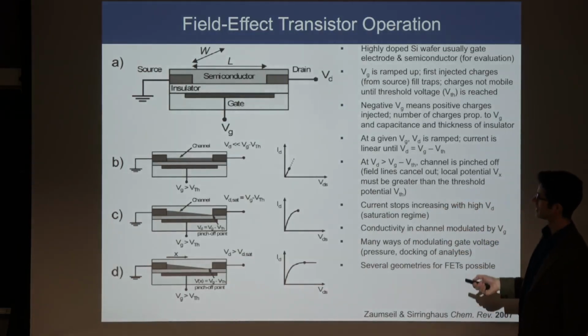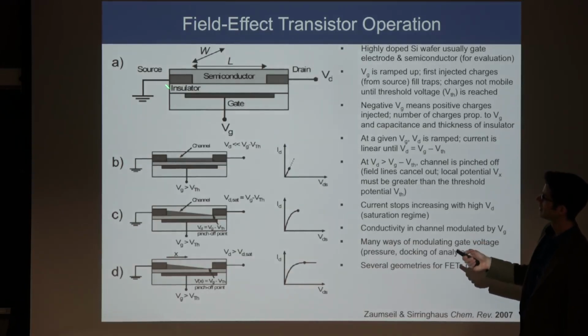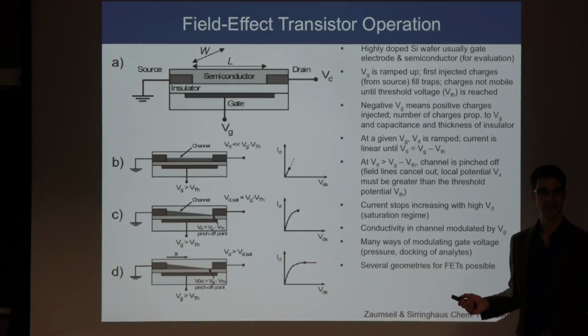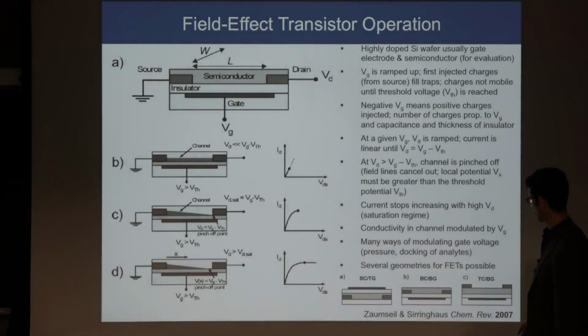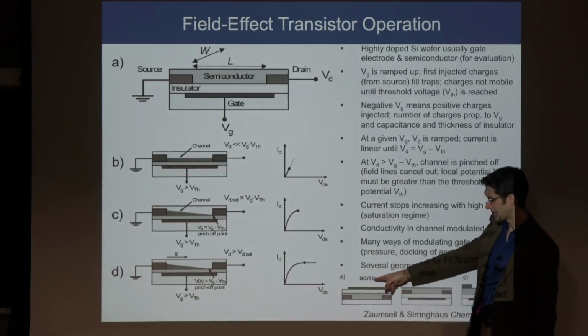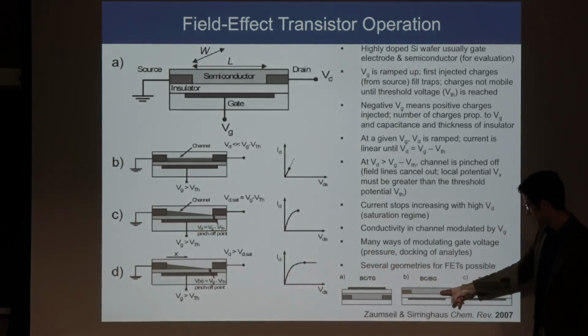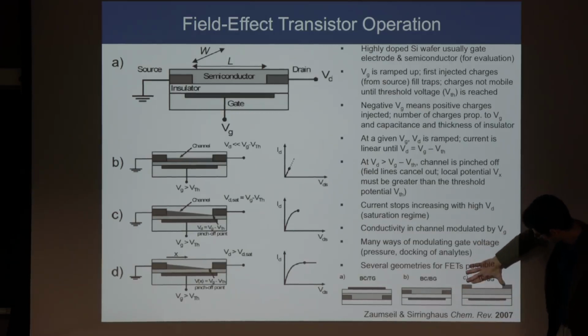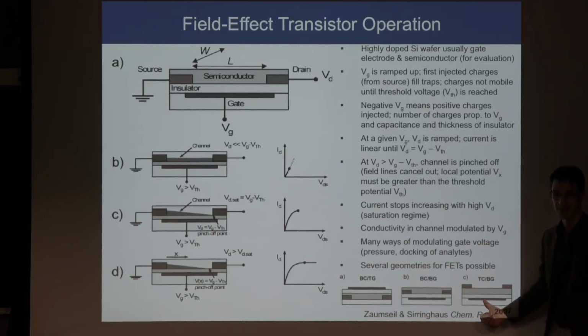And I should point out that it doesn't just have to be this arrangement. The field effect transistor geometry is quite versatile. You can have any combination of these. This is bottom contact, top gate, bottom contact, bottom gate, top contact, bottom gate. And the contacts refer to the source and drain electrodes.